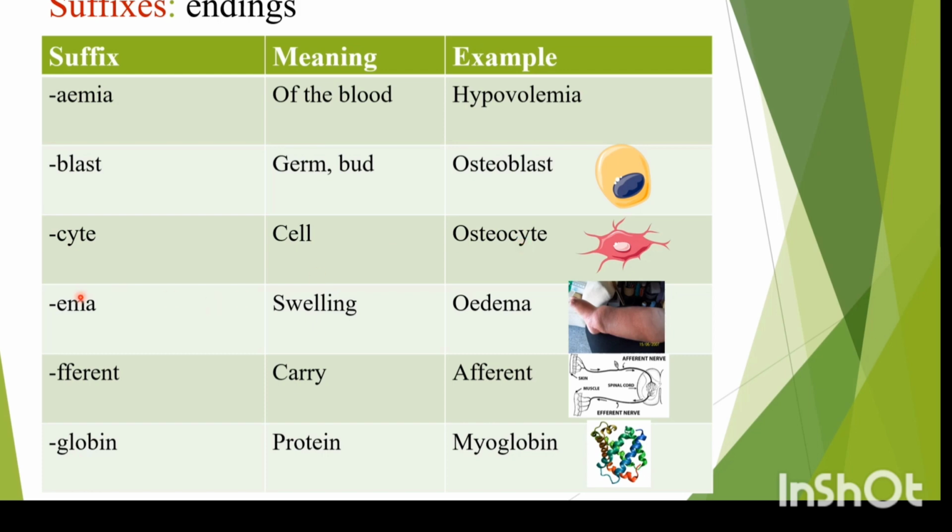Next one is ema. Ema means swelling. Example, edema. That means any swelling is called edema condition. Next one is ferent. Ferent means carry. Example, efferent. That means these nerves will carry information. Next one is globin. Globin means protein. Example, myoglobin. Myo means muscle, globin is protein. So the muscle protein is called myoglobin.